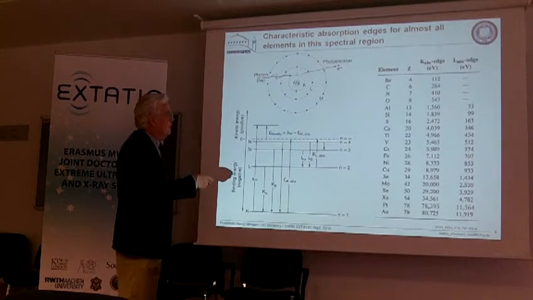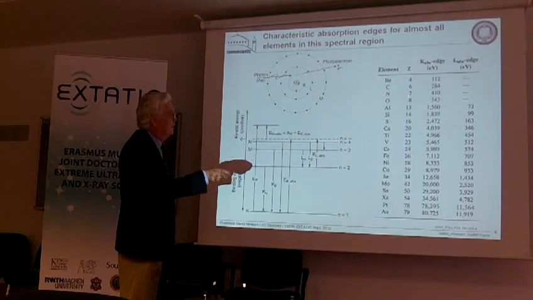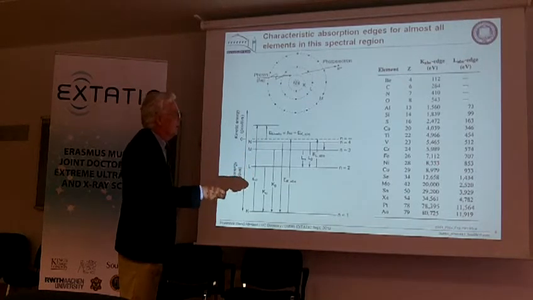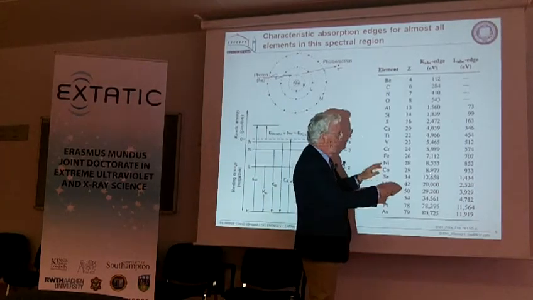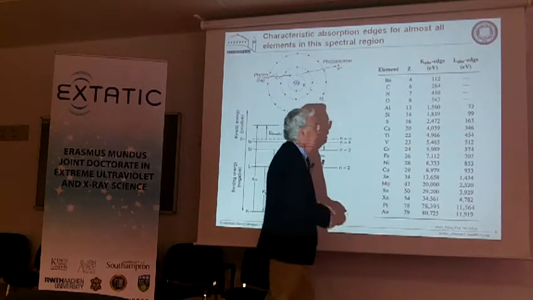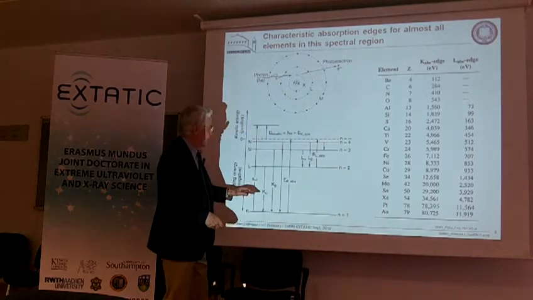For different numbers of protons in the nucleus, Z, what is the K absorption edge? Copper is probably one of the more famous ones. This is around 9 keV. There's also the L absorption edge.